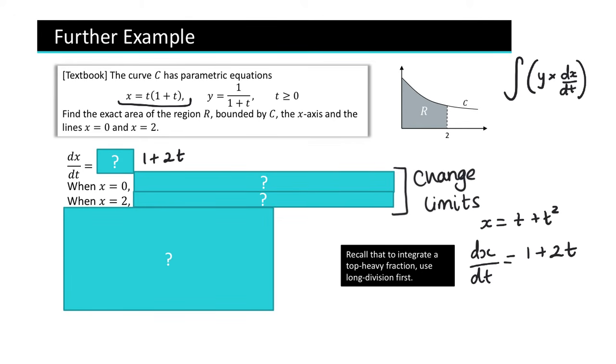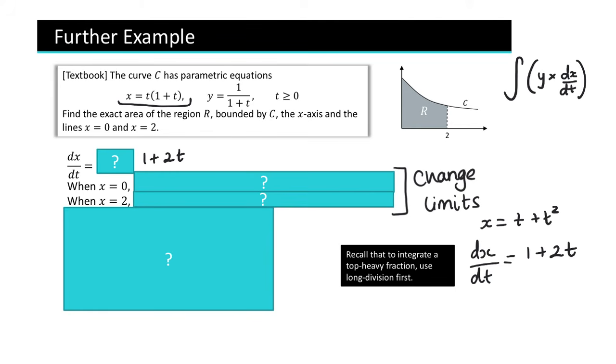Okay, before I forget, I'm going to change my limits. Okay? So I need to find out when x equals 0, what does t equal? Negative 1 and 0. Okay? And when x equals 2, what does t equal? Negative 2 and 1. And how are you finding these out?